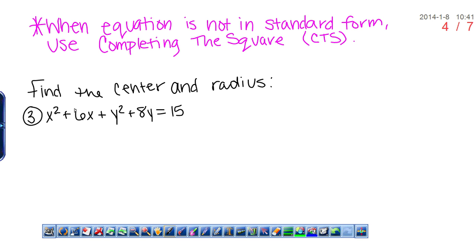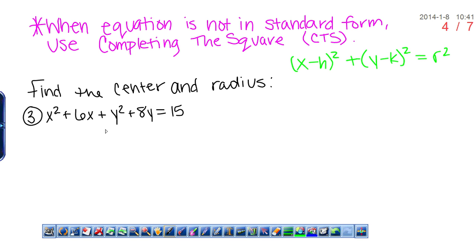Okay. The next thing we're going to do is set up completing the square. Now remember our goal. Our goal is to get x minus h squared plus y minus k squared equals r squared. So remember, the square in completing the square means a binomial that's being squared, right? So we're going to have to complete the square not once, but twice. Once for the x's and once for the y's, right?